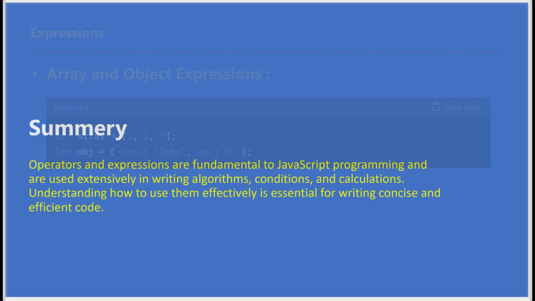So, to wrap up, operators and expressions are the building blocks of JavaScript programming. They are essential for writing algorithms, conditions, and calculations. Understanding how to use them effectively is key to writing concise and efficient code. So keep practicing and exploring these concepts, and you'll soon find yourself writing JavaScript like a pro.